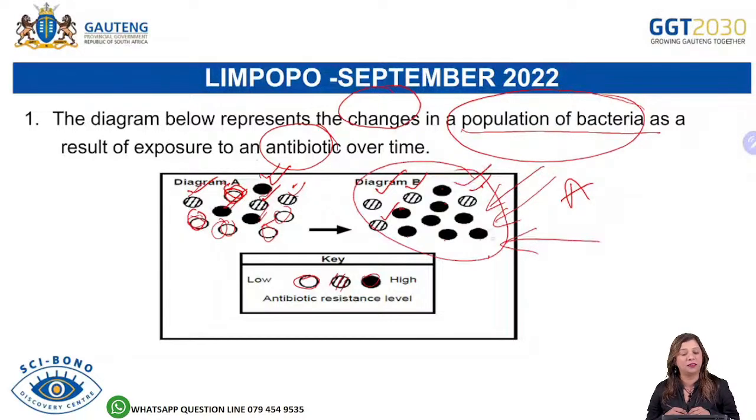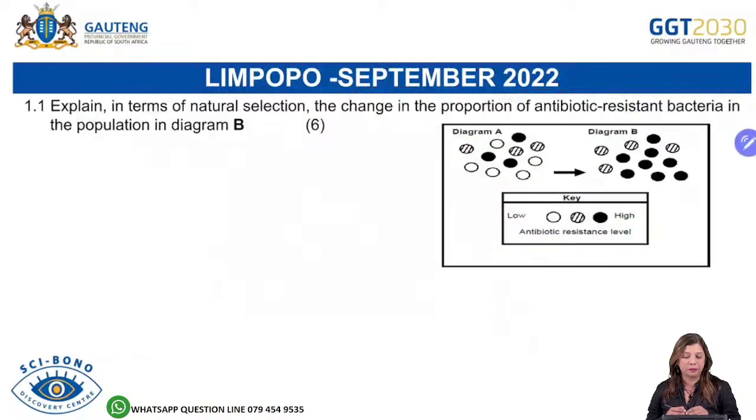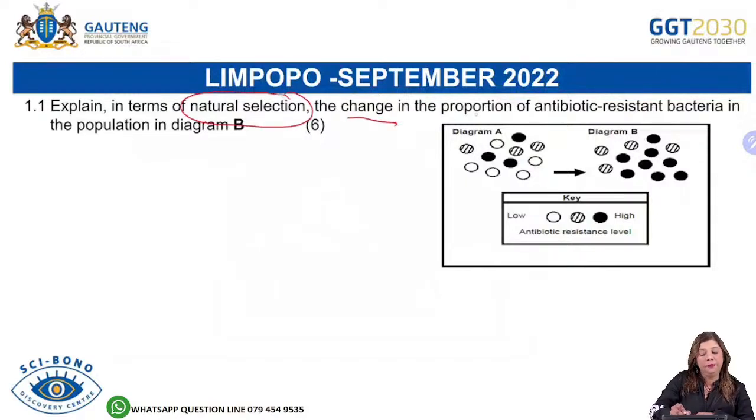So let's see what questions they ask us. Because if we look at the overview, this is everything that we learned in natural selection. Let's go to the questions. Explain in terms of natural selection the change in the proportion of the antibiotic resistant bacteria. When we talk proportion, we're talking numbers. Okay? Of the antibiotic-resistant bacteria in the population in diagram B. So they want you to talk about diagram B, and that is 6 marks.